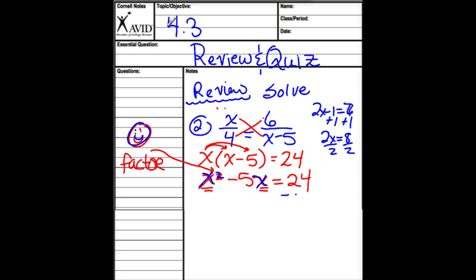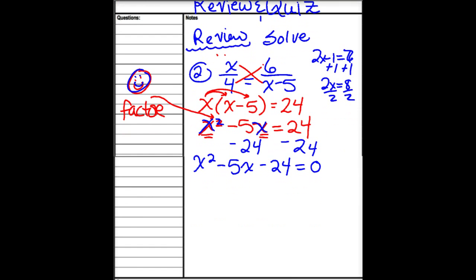And in order to do that, I need to subtract 24 from both sides. And I get x squared minus 5x minus 24 is equal to 0. And I need to figure out what x is. I can't attack this with regular algebra because, again, that x squared and that x can't consolidate and go together. But what I can do right here is factor it.